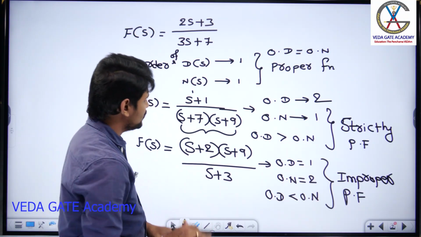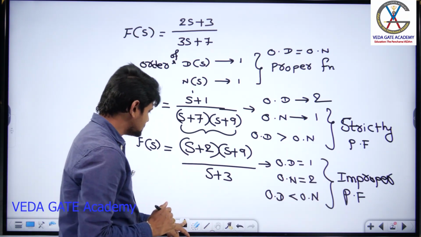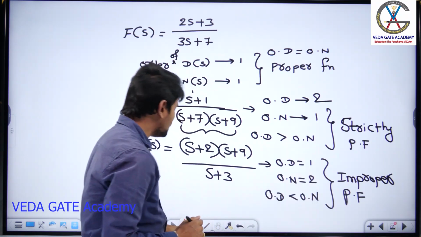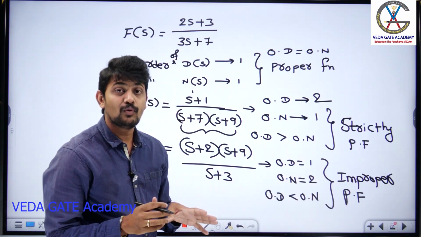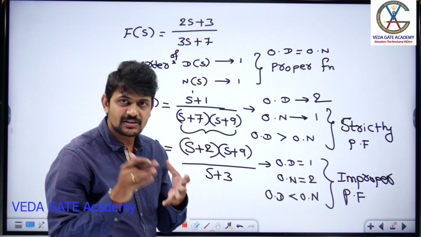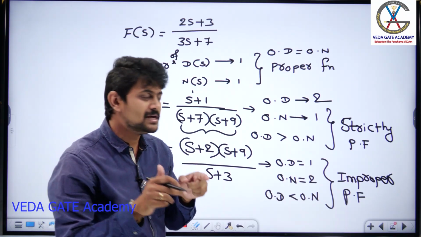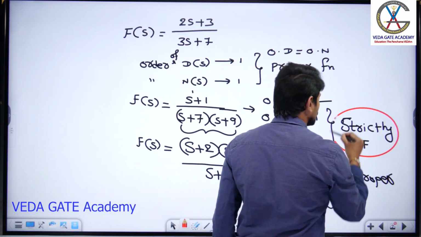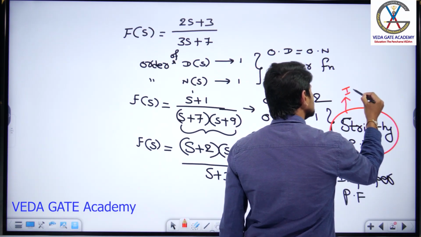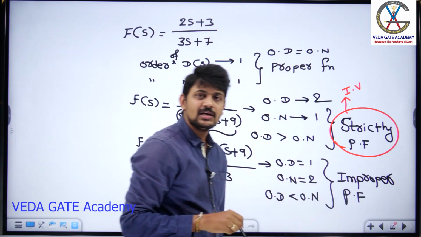The point why I am discussing this is, the initial value theorem is applicable only for, that means there is a restriction for the initial value theorem, as I discussed earlier. So the initial value theorem is applicable only for strictly proper functions. Guys, the initial value theorem is applicable only for strictly proper.